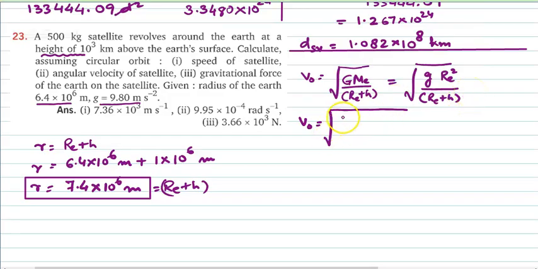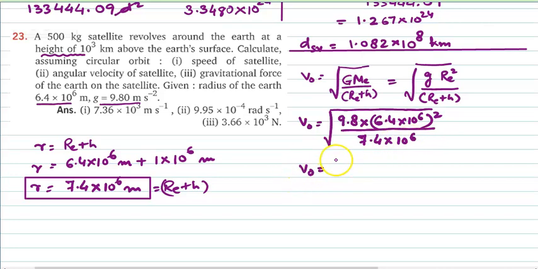तो स्मॉल g कितना दे रखा है as per the problem? 9.8. Re कितना दे रखा है? 6.4 into 10 to the power of 6 का होल स्क्वायर. और Re प्लस h कितना आ चुका है? उसको हम लोगों ने ऑलरेडी सॉल्व कर लिया है. 7.4 into 10 to the power of 6. Is this clear? Now I would like you to solve it slowly and slowly.